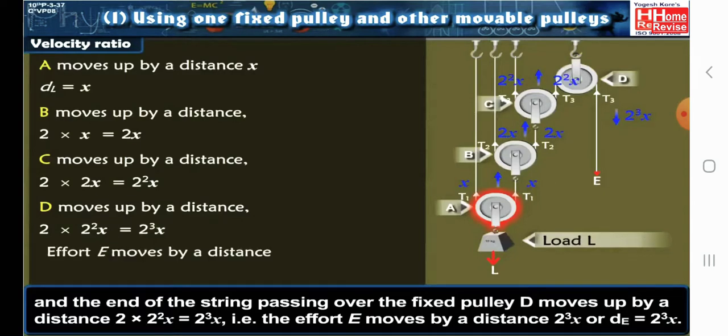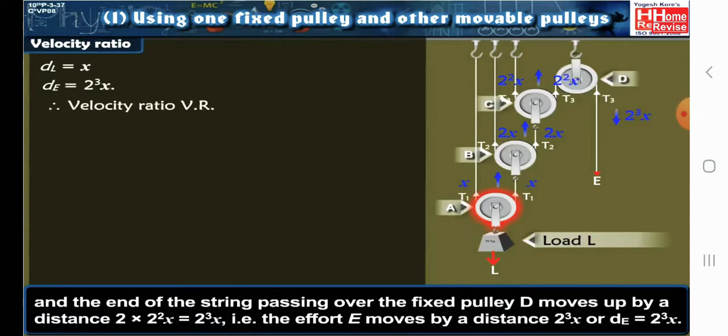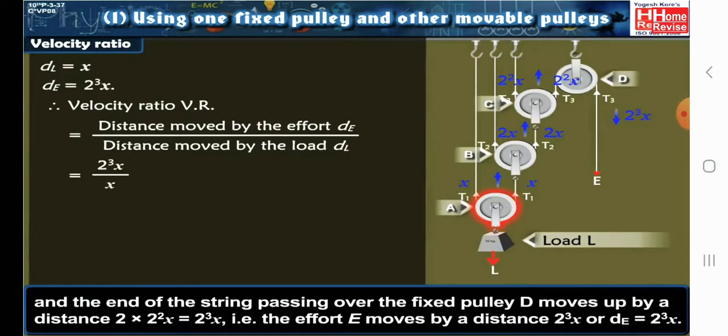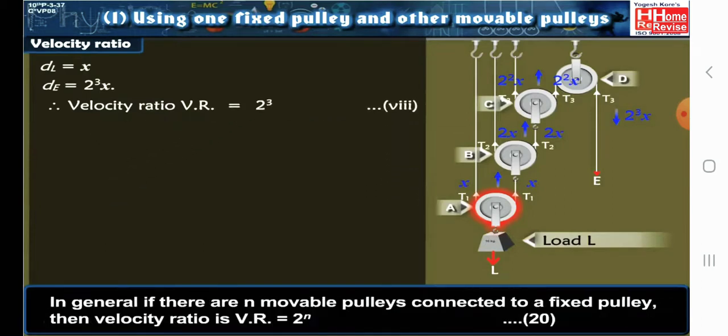That is, the effort E moves by a distance 2³ x, or dE is equal to 2³ x. Therefore, velocity ratio VR is equal to the distance moved by the effort dE upon the distance moved by the load dL, which is equal to 2³ x upon x, which equals 2³. Let this be equation 8. In general, if there are n movable pulleys connected to a fixed pulley, then the velocity ratio VR is equal to 2 raised to n. Let this be equation 20.